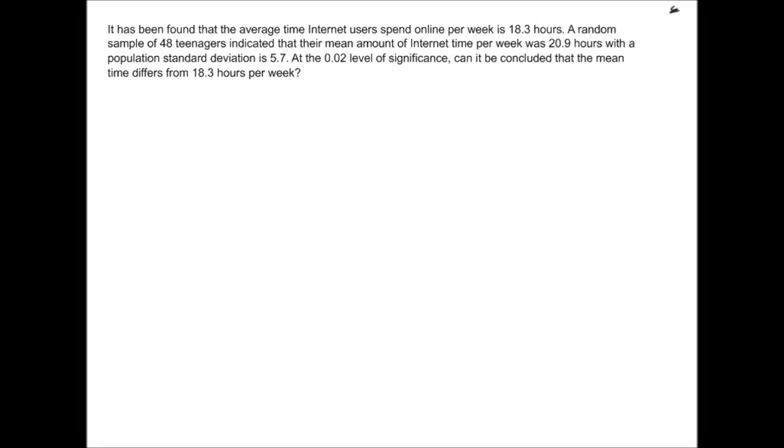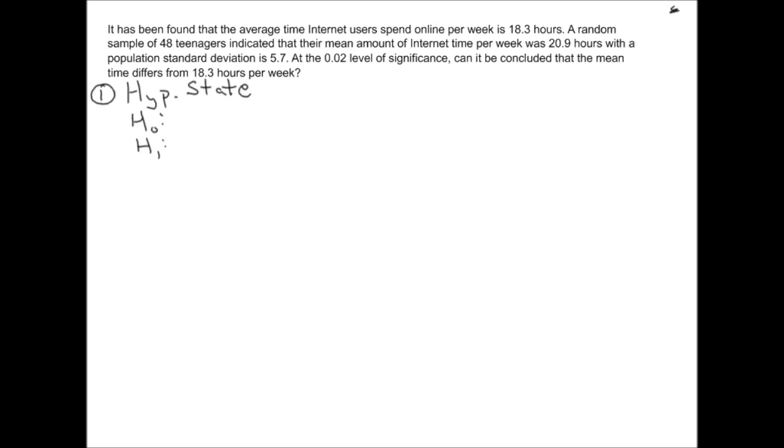Let's look at that example that I talked about, and we're doing the critical value approach, so we want to make sure we show all 6 of those steps that I mentioned. The first one being the hypothesis statement. We have to have the null hypothesis and the alternative hypothesis.